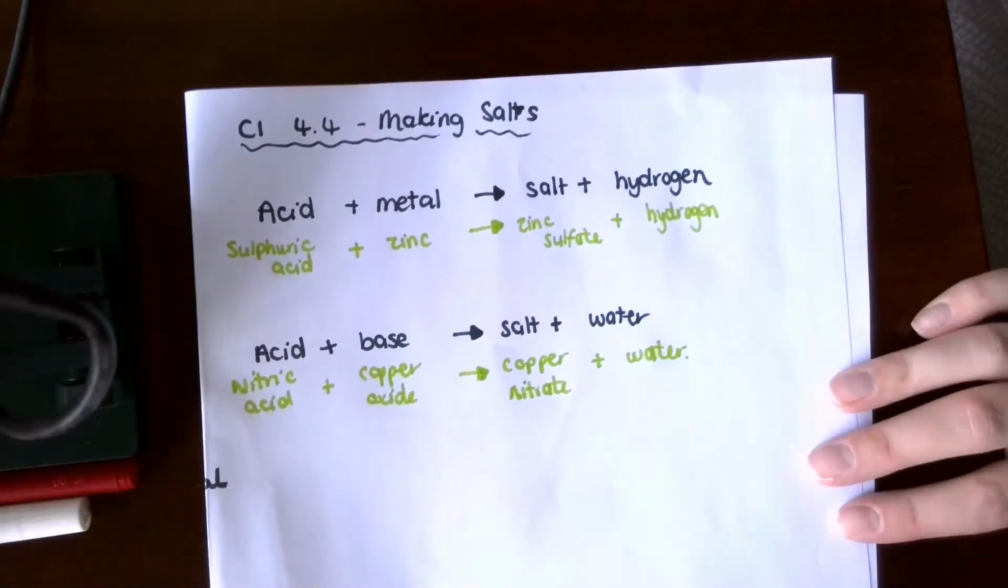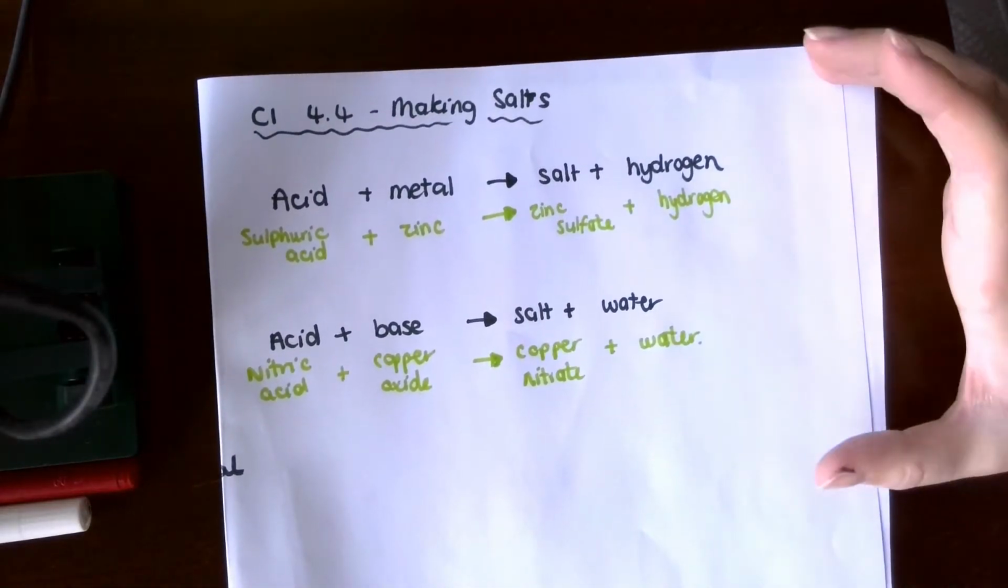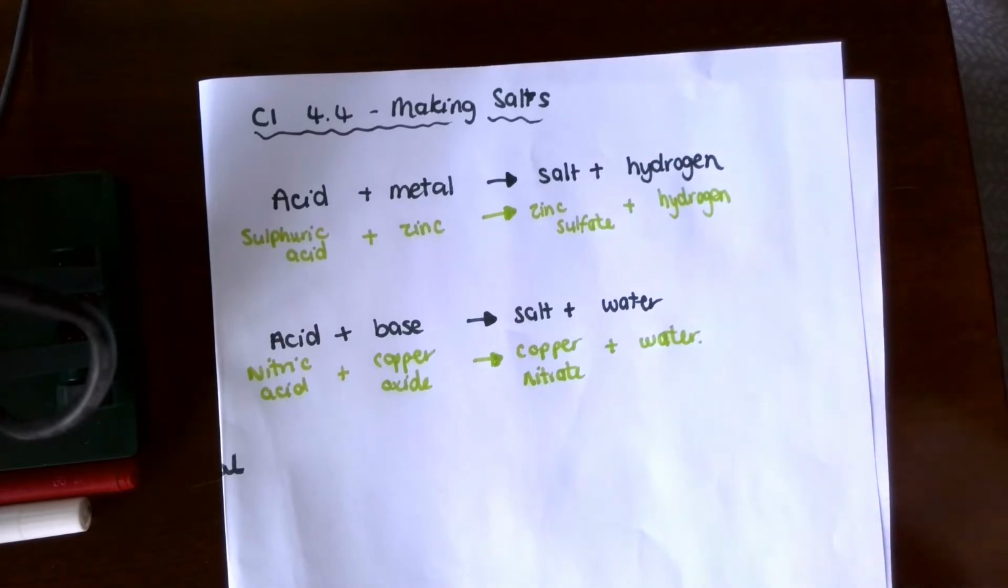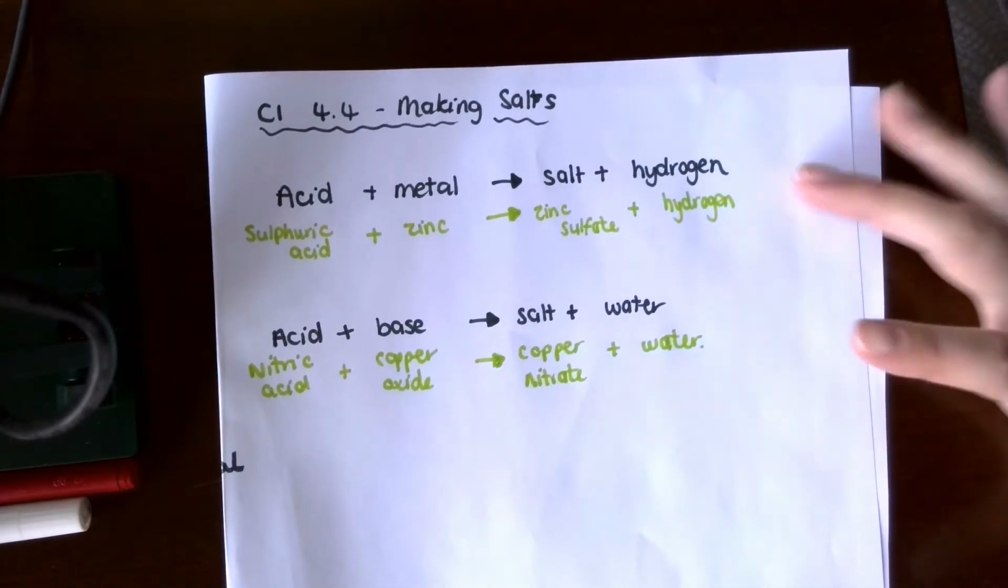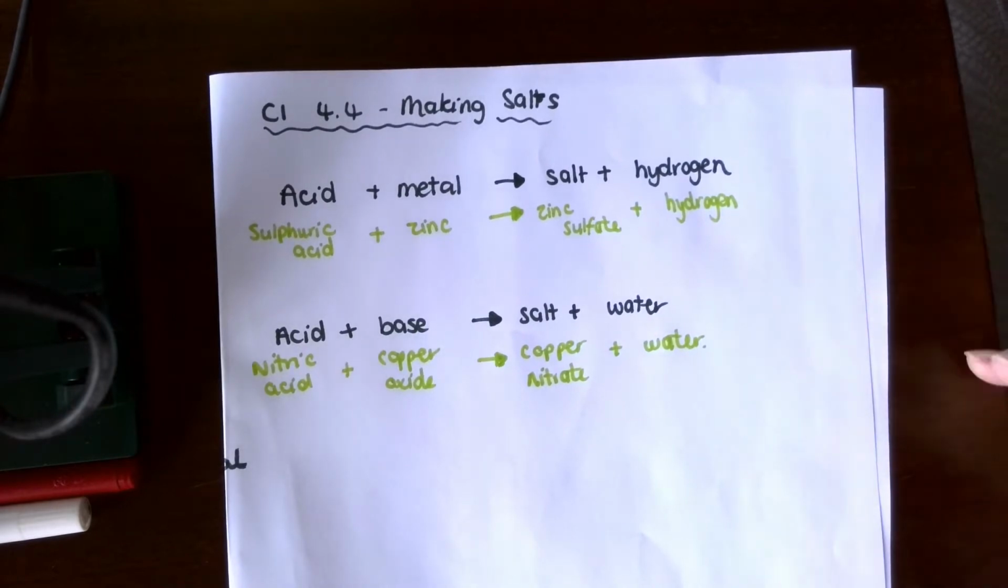Okay, so what I'm going to talk through quickly now is making salts. Now before we finish, we didn't have time to go through this properly, so I'm going to try and explain it now. So there are two ways of making salts, and salts can occur naturally in rocks and things like that, but we can make them as well.